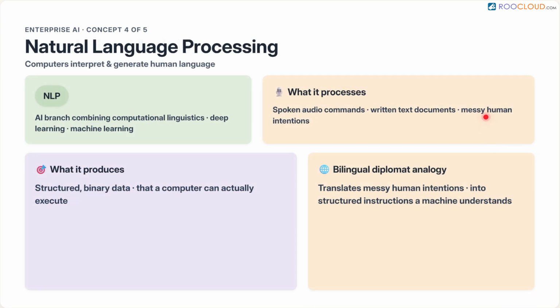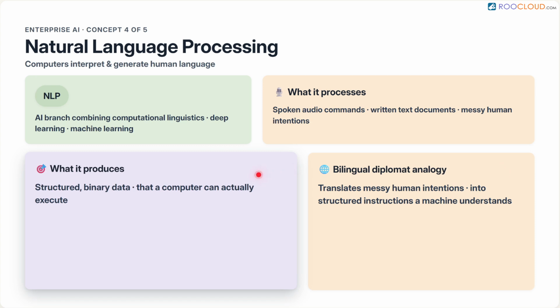You must also understand natural language processing, or NLP. This is the specific AI branch combining computational linguistics, deep learning, and machine learning to let computers accurately interpret and generate human language. It processes spoken audio commands and text documents, acting exactly like a bilingual diplomat, translating messy human intentions into structured, binary data a computer can actually execute.